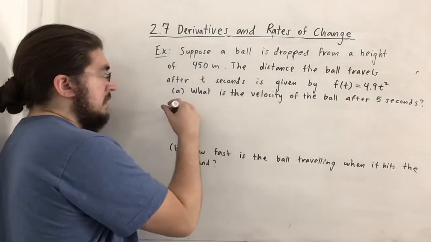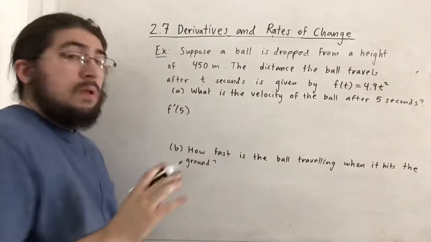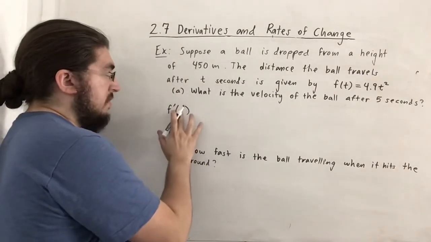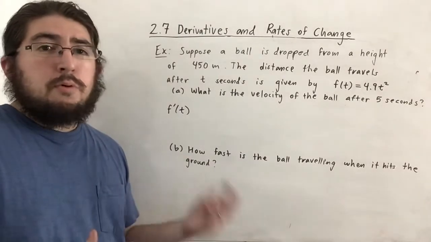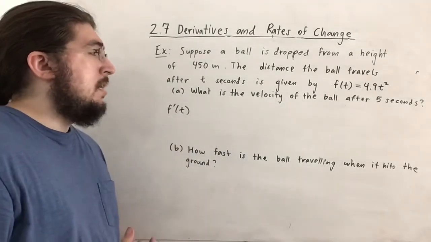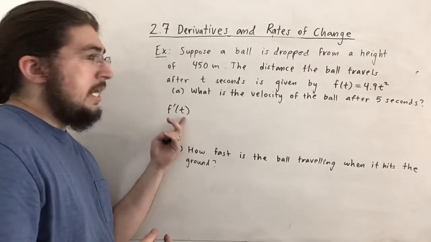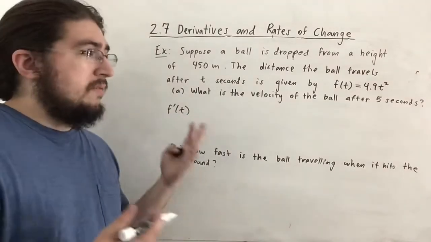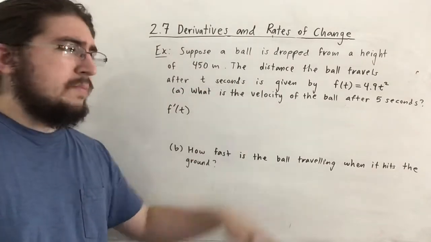Really what this is asking us to find is f prime of 5. Now what we'll actually find is f prime of t. Now this idea here is something we'll explore a little more when we get to 2.8, but we're going to find the general derivative with t and then plug in t to be different things. And for a we'll plug in 5, and for b well that's to be seen.